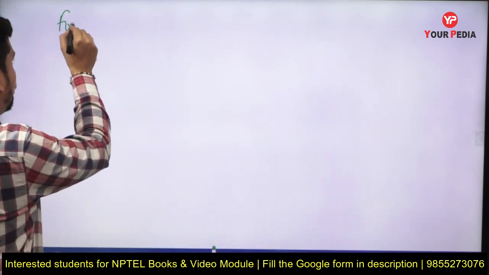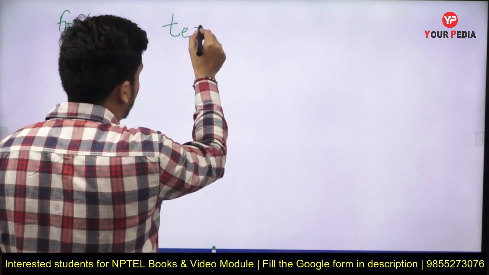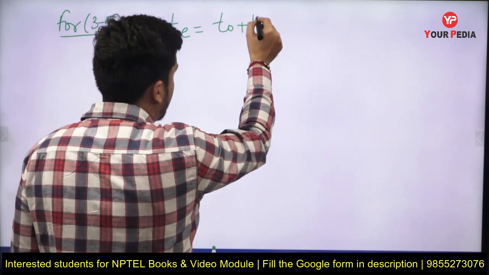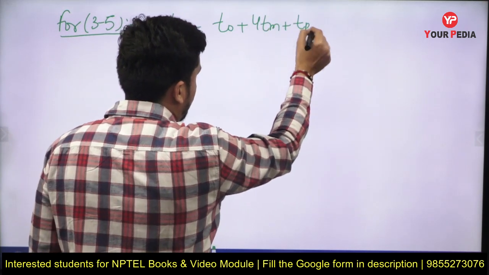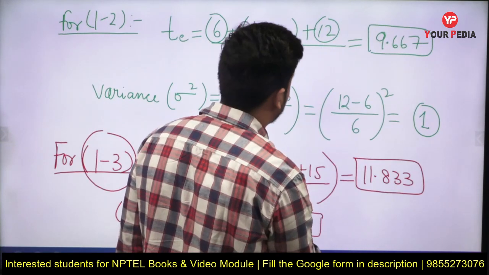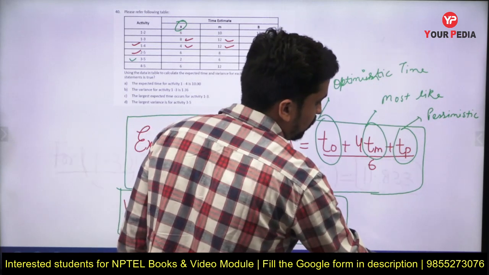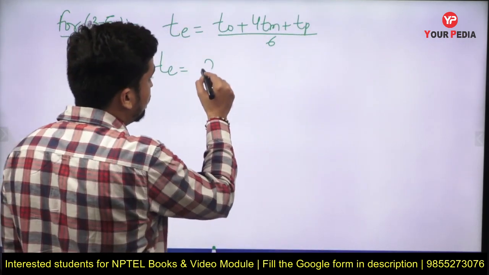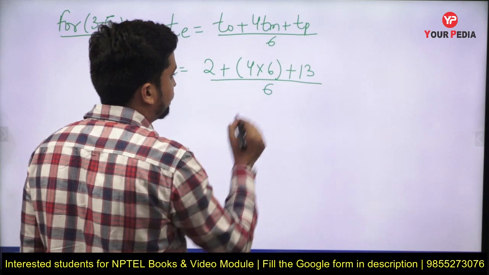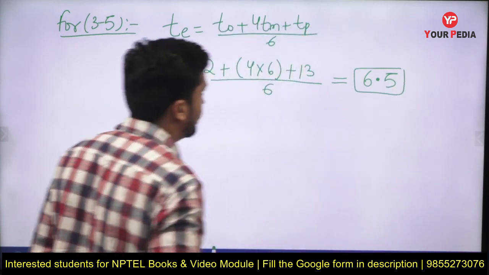So now for 3 to 5, we are asking to find out the expected time for this activity, and again the formula will remain the same: TE = (TO + 4TM + TP) divided by 6. All we need to do is substitute the values. TO is 2, TM is 6 and TP is 13. So this will be 2 plus 4 times 6 plus 13, divided by 6, and this will come out to be equal to 6.5. So now we have already calculated the expected time.